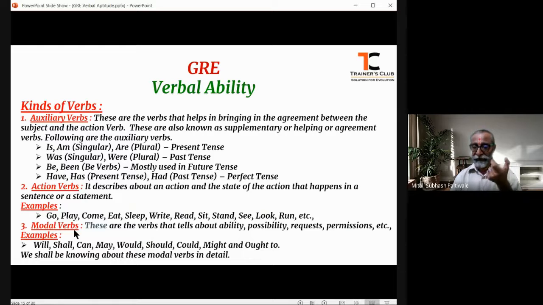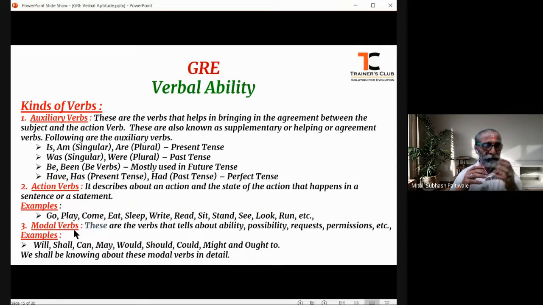These are the verbs, that means these auxiliary verbs are the ones which bring in the agreement between the subject and the verb. I hope all of you would have heard about subject verb agreement. So, the subject verb agreement, that agreement is made by these auxiliary verbs. So, whenever you are using a verb with a particular subject, you have to see whether there is a relationship between these two and is the verb getting connected properly with the noun or the pronoun or not.